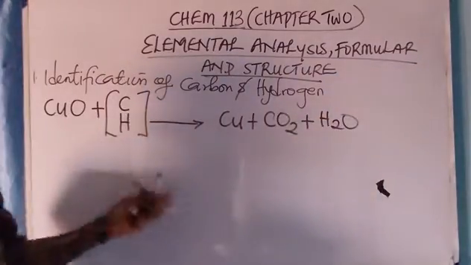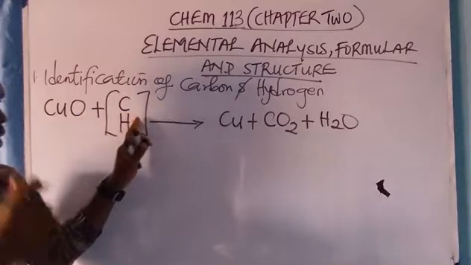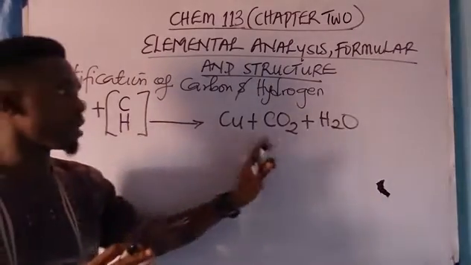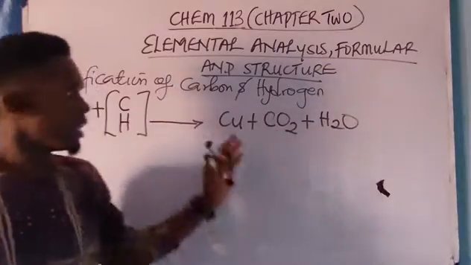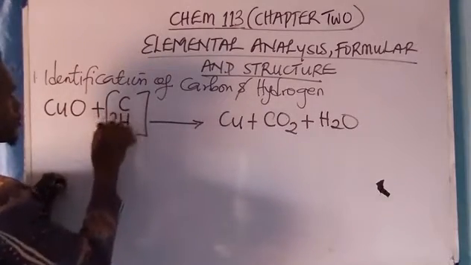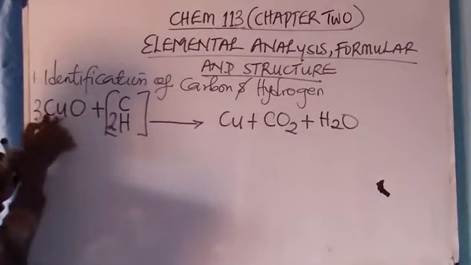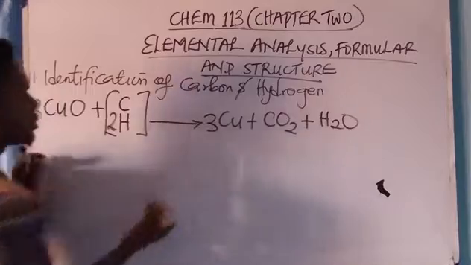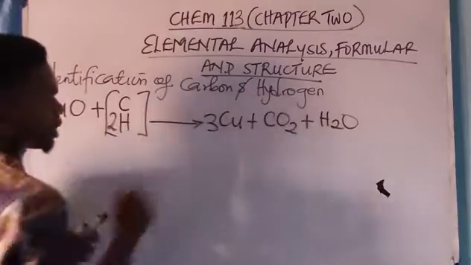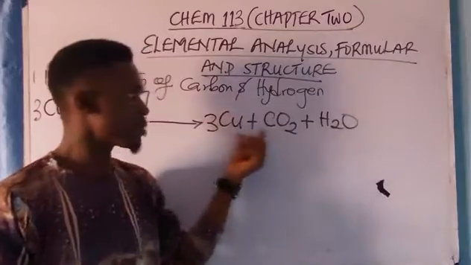So when copper 2 oxide is heated in the presence of two elements, carbon and hydrogen, there are three products formed. You have copper, you have carbon 4 oxide, and you have water. The equation isn't balanced. You have two hydrogens, so I'm going to put 2 here. I have 3 oxygen, so I'll put 3 here to balance the oxygen. So this is how to identify carbon and hydrogen.